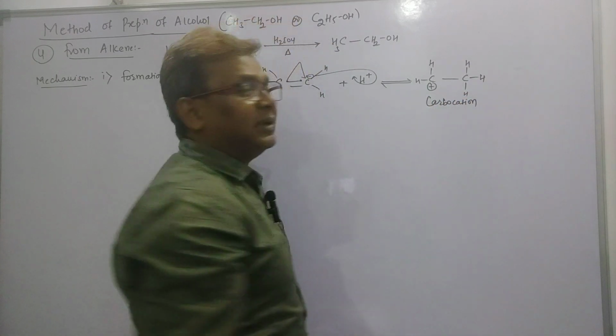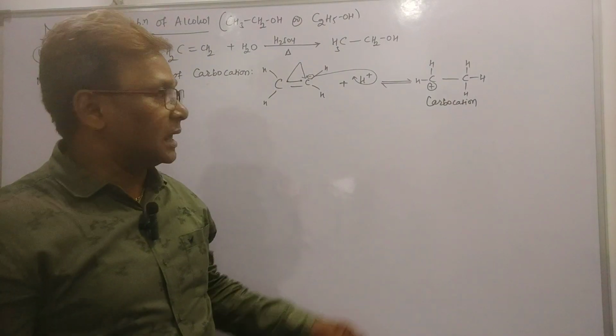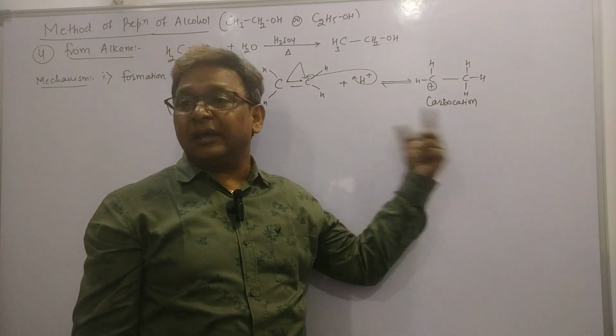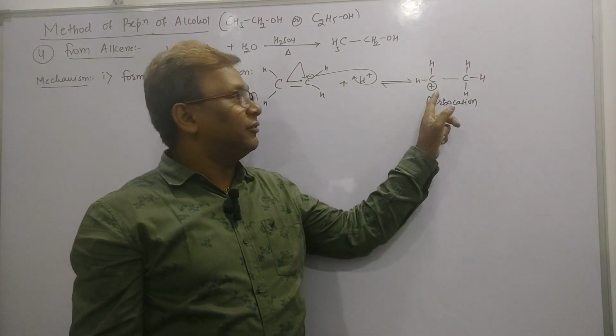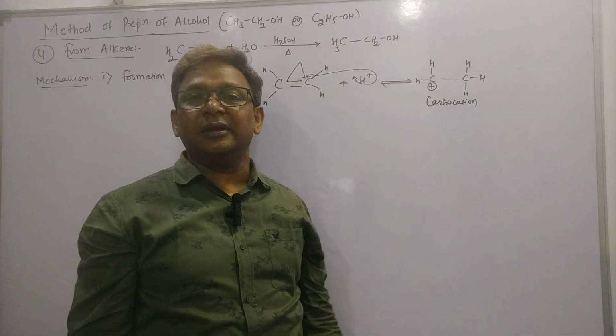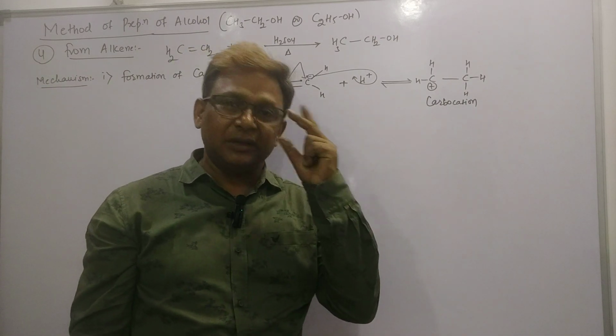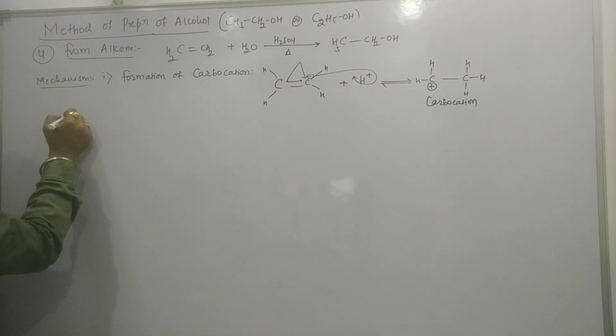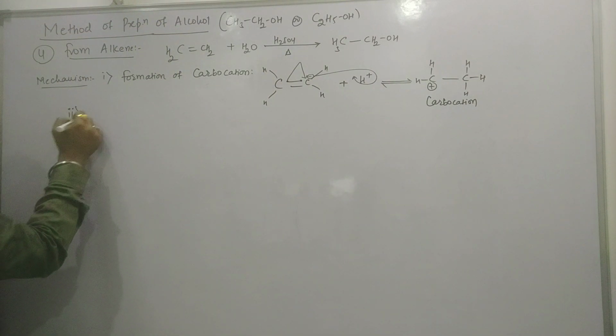So this will be called a carbocation. But remember, whenever a carbocation is formed in a mechanism, a rearrangement may take place. It means if a 1 degree carbocation is there, if possible it may undergo rearrangement to 2 degree, or it may be possible to become a 3 degree carbocation. So that is the formation of carbocation.